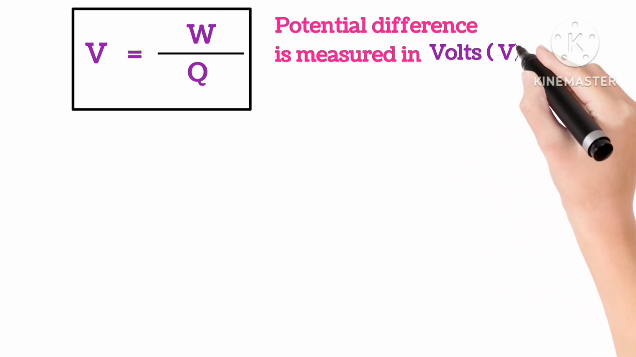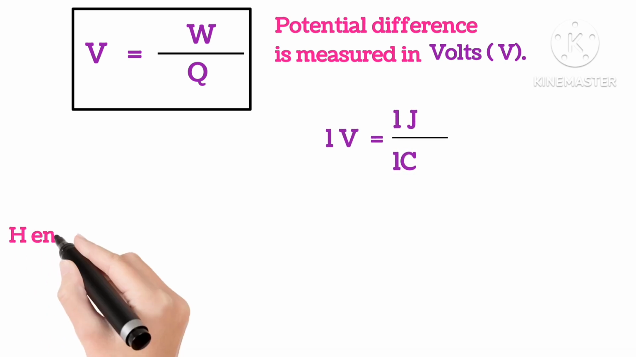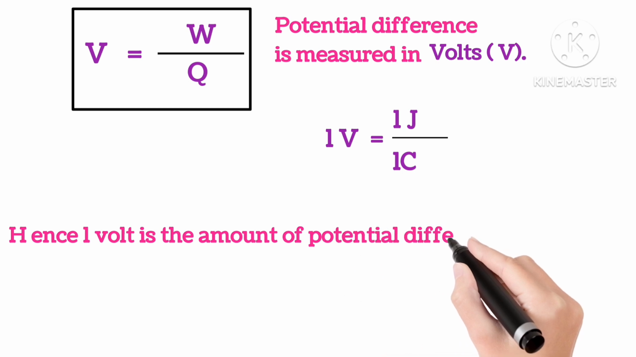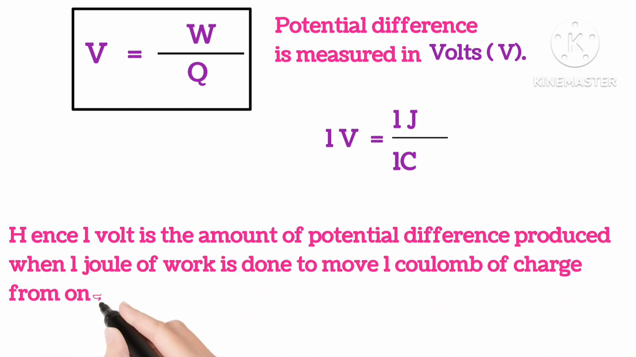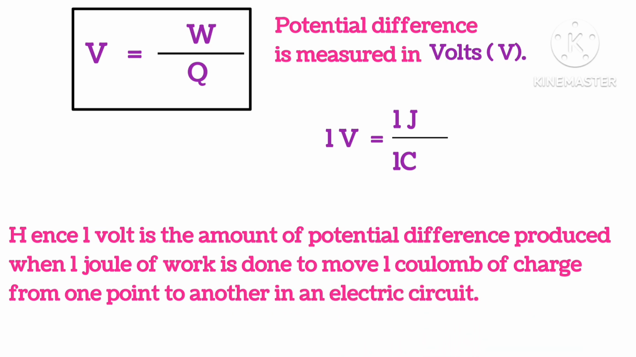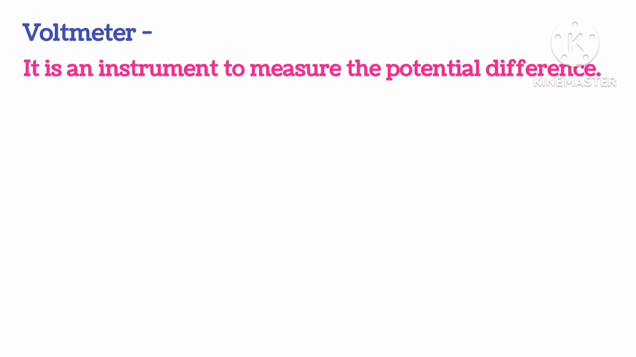Potential difference is measured in volts, represented by V. 1 volt is equal to 1 joule upon 1 coulomb. Hence, 1 volt is the amount of potential difference produced when 1 joule of work is done to move 1 coulomb of charge from one point to another in the circuit. Voltmeter is the instrument to measure the potential difference.